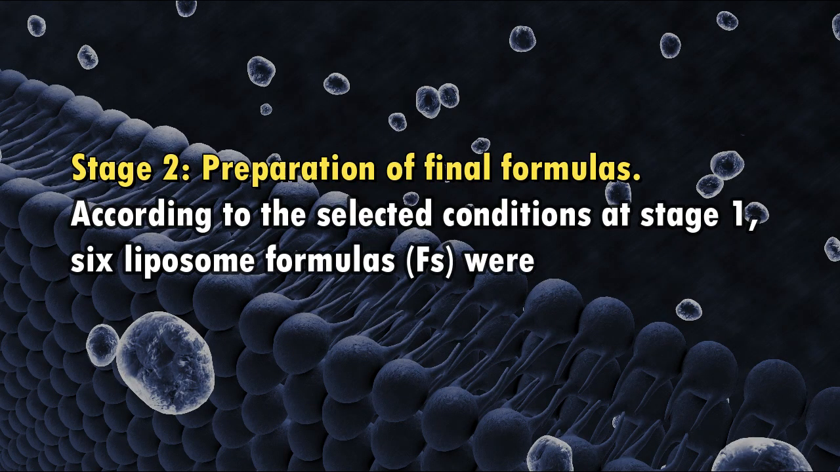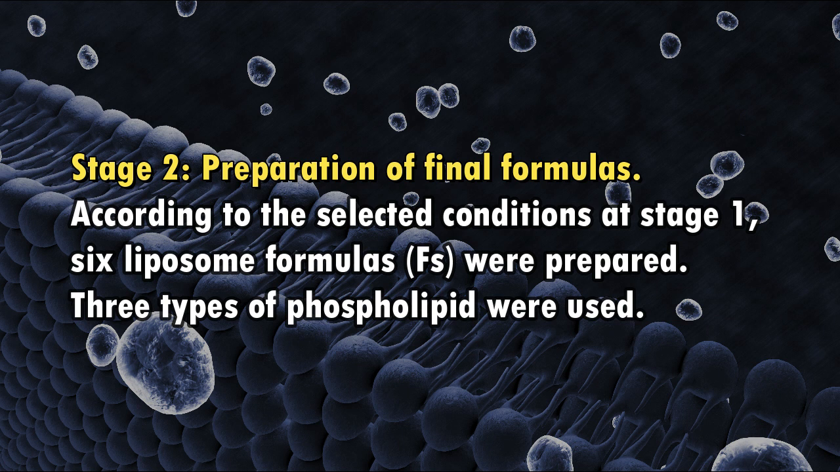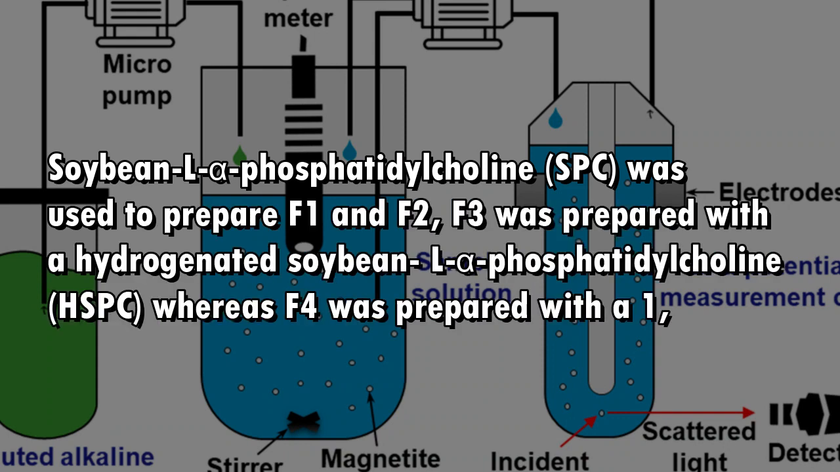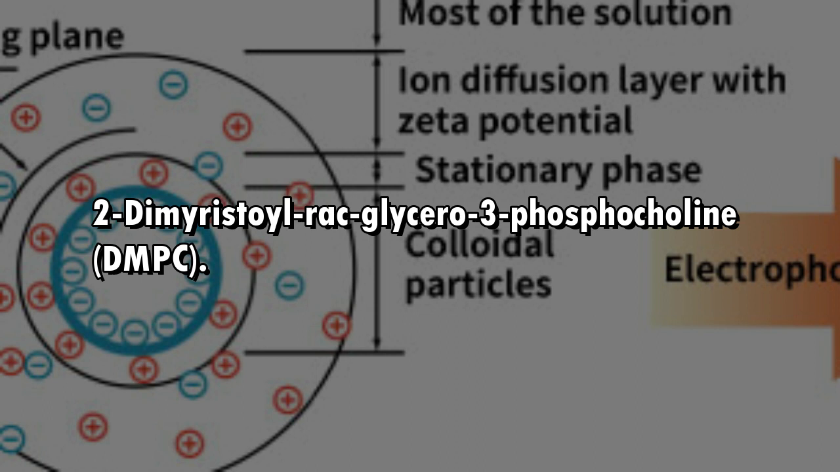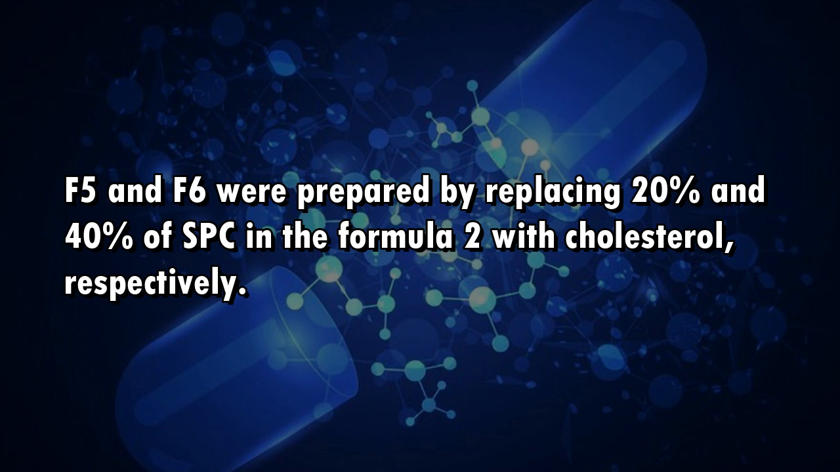Stage 2: preparation of final formulas. According to the selected conditions at Stage 1, 6 liposome formulas, F1 to F6, were prepared. 3 types of phospholipid were used. Soybean L-alpha-phosphatidylcholine (SPC) was used to prepare F1 and F2. F3 was prepared with hydrogenated soybean L-alpha-phosphatidylcholine (HSPC), whereas F4 was prepared with 1,2-dimyristoyl-rac-glycero-3-phosphocholine (DMPC). F5 and F6 were prepared by replacing 20% and 40% of SPC in formula 2 with cholesterol, respectively.